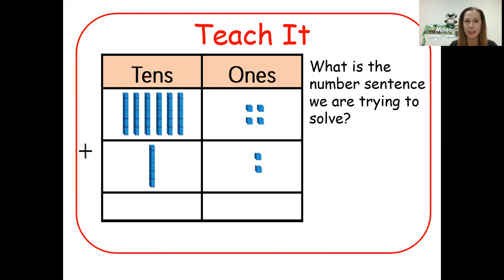Okay, shall we see if you're right? So I can see I've got 10, 20, 30, 40, 50, 60, 61, 62, 63, 64 there. And I've got 10, 11, 12 there. So I think I've got 64 and 12.